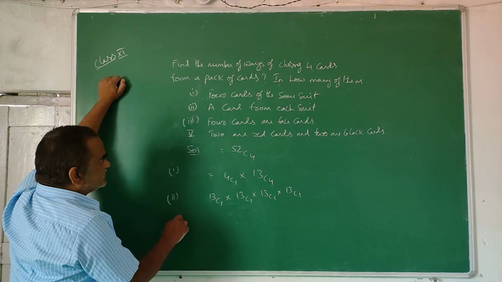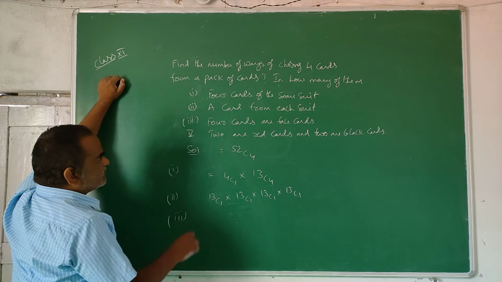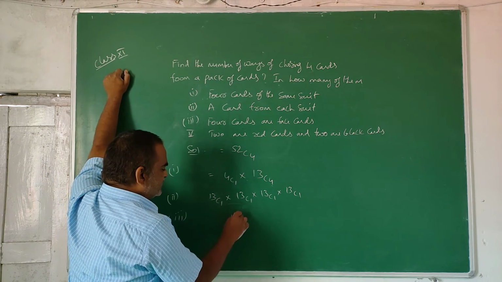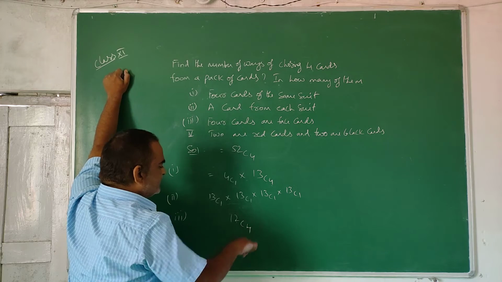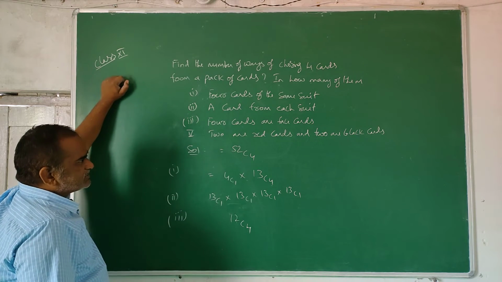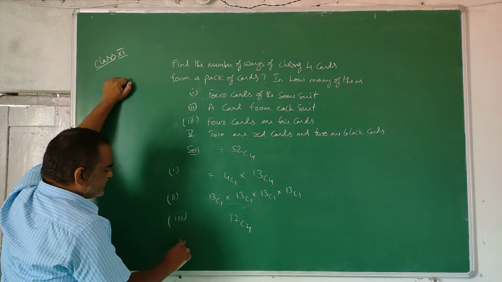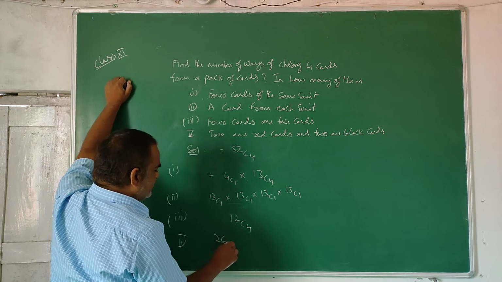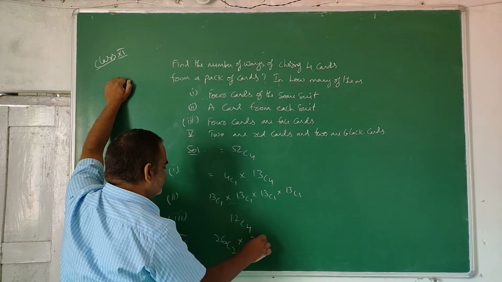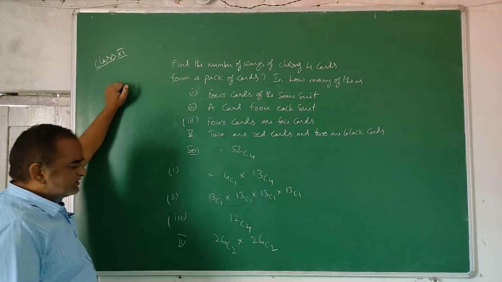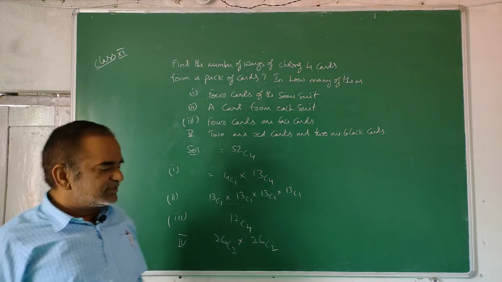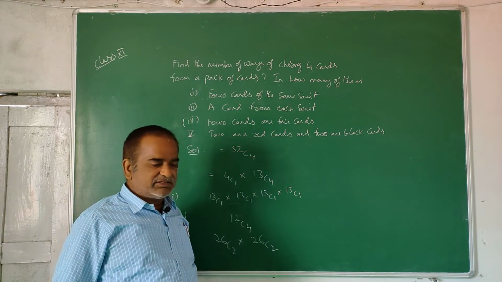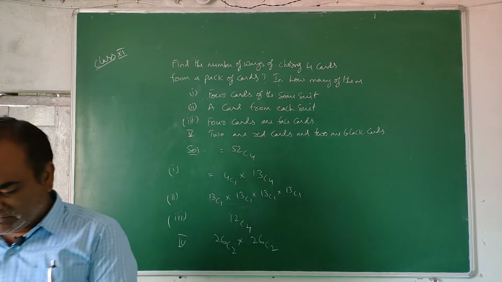Next, 4 cards are face cards. Total 12 face cards will be there. So 12C4. From that, you have to choose 4. Next, 2 are red and 2 are black. Total 26 red will be there. So 26C2 into 26C2. 26 red will be there, 26 black cards will be there. So the answer to the fourth question is 26C2 into 26C2.